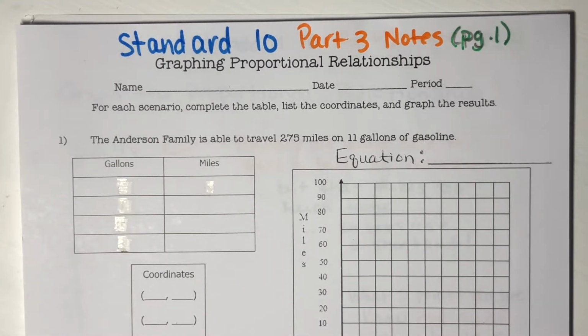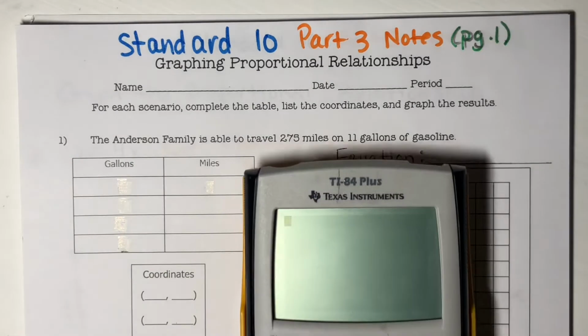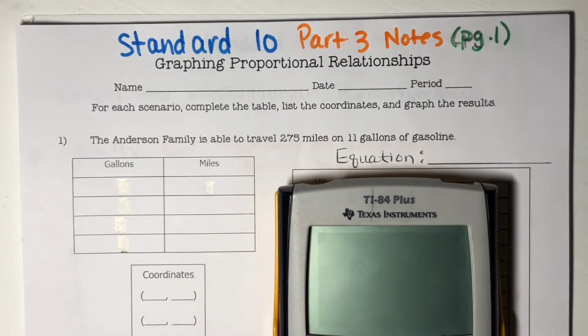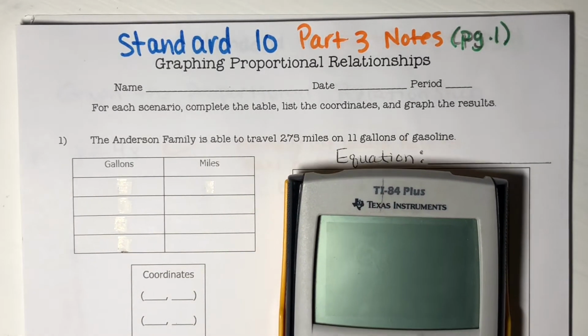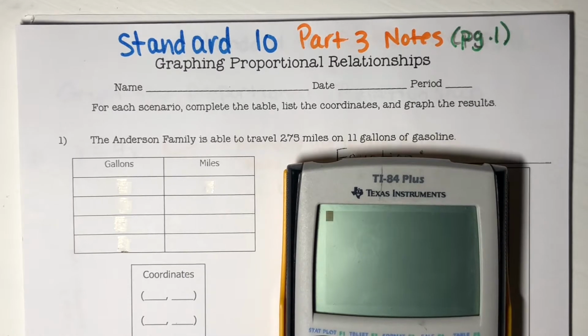It says the Anderson family, they're going on vacation. They are able to travel 275 miles on 11 gallons of gas. We have been working with this enough to know that that is not in the form that we need. We need to figure out how much they can go on 1 gallon of gas, because that is the definition of a slope, is how much for one. So we need to divide the number of miles per, which means divide, gallon.